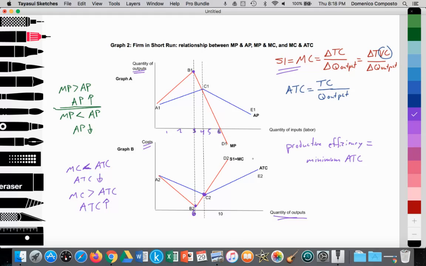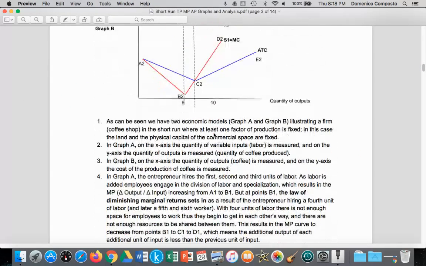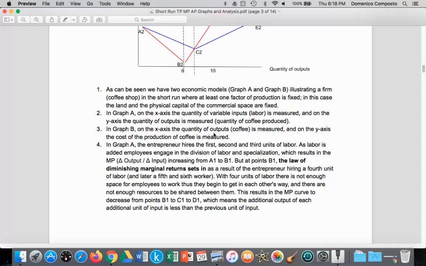So let's go ahead and analyze this as we would on a paper 1 exam. So again, we see here the same graph. And below we have an outline of an analysis for paper 1. So let's go ahead and read.